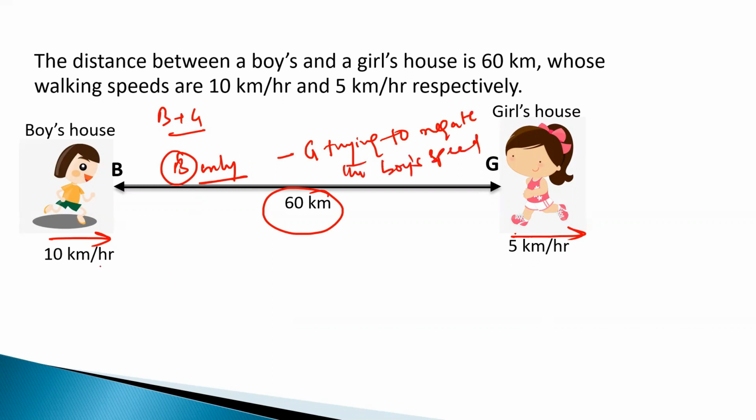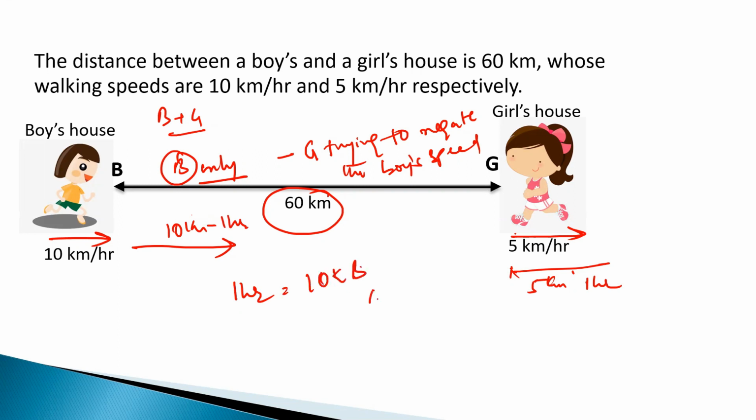So if you see that if a boy covers 10 kilometers in 1 hour, the girl is going 5 kilometers away from the point G. So altogether, 5 kilometers away from the point G in 1 hour. So in 1 hour of time, the boy covers 10 kilometers. The girl tried to run away.